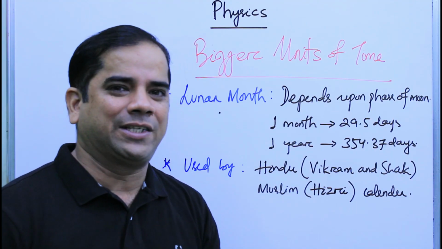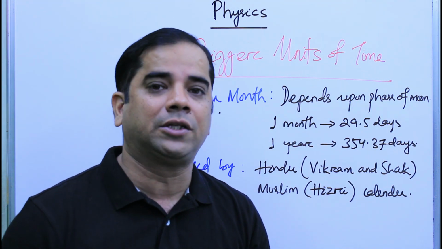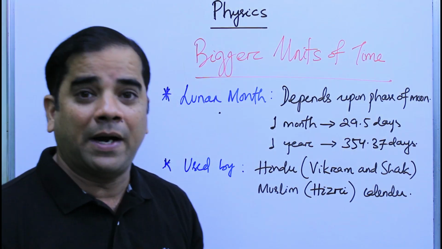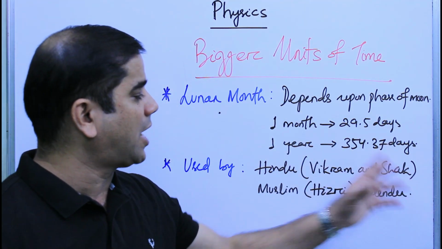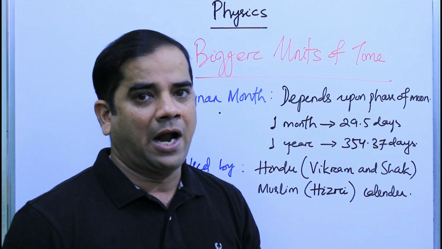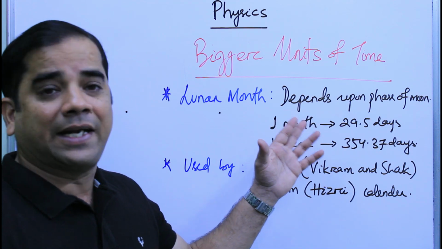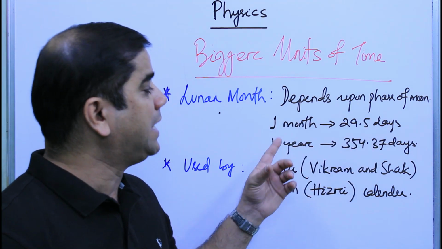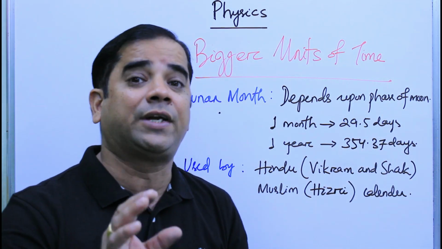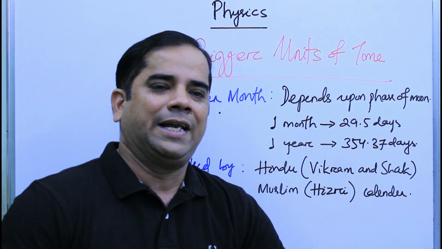Okay, students, let us now discuss lunar month. See, the western or the Gregorian calendar is based on the revolution of Earth around the sun, and it is in use in general. But in the Hindu religion, Bikram and Shak, and in the Muslim religion, Hijri calendars are used, which are based on lunar month, and it depends upon the phase of the moon. And 1 month in that case is 29.5 days. And 1 year is 354.37 days. That means it has a deficiency of about 10 days.